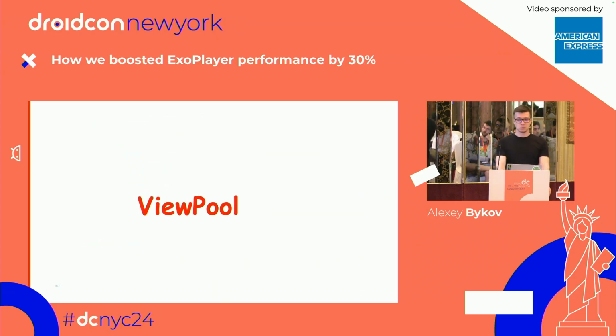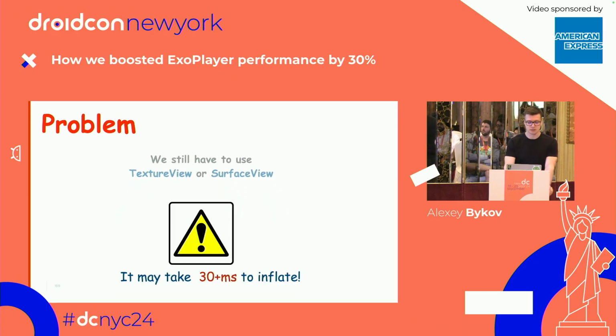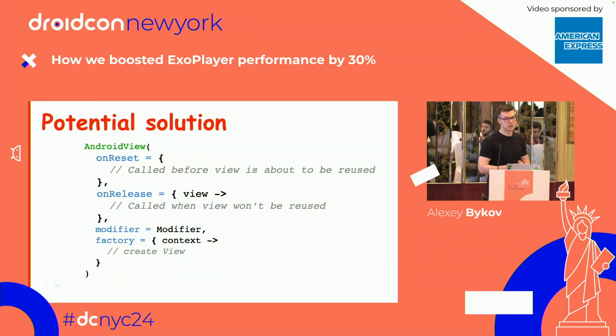The next thing is a view pool. With videos, unfortunately, we still have to use TextureView or SurfaceView. Of course, we have some kind of composable function for the surface, but under the hood, it's still going to be an old-fashioned SurfaceView. We measured it, and we realized that it may take around 30 milliseconds to inflate the video view, which is also a lot. And it looks like the potential solution could be something like this.